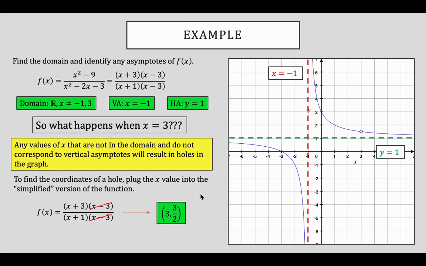So there we have it: identifying domain, vertical asymptotes, horizontal asymptotes, and the location of holes for our rational functions. In the next few slides, we are going to go over graphing rational functions, which is going to include taking all of this information and using it to help us sketch a graph.